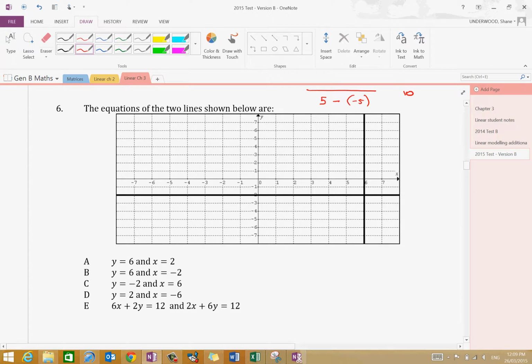We've got two equations. What's this? This is x is equal to what value? x is equal to 6. So therefore, x is equal to 2. That's baloney. You could almost have got it straight away. The question is, though, what's this value? This value is y is equal to negative 2. So that's a horizontal and a vertical line. The answer was C, and that question was quite poorly done.